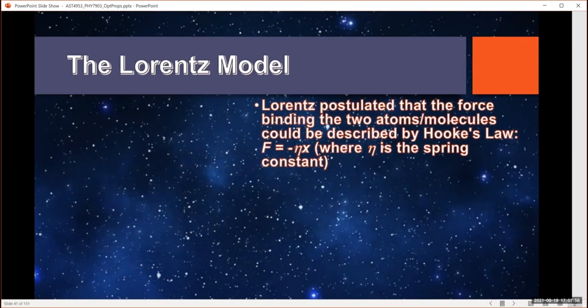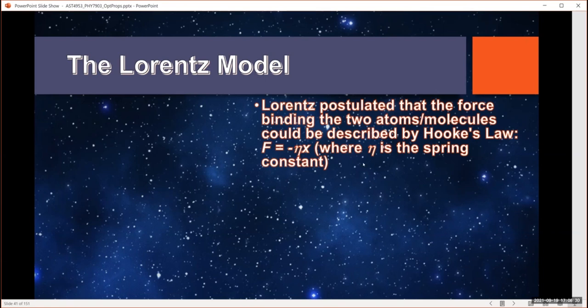So let's get into the Lorentz model. What Lorentz postulated was that you could model the binding force between two atoms or two molecules as being a spring. So think of this as being, you've now got a solid and you've got to stick your molecules together, and so they're stuck together by springs. And that spring would behave as we expect a spring to and obey Hooke's law, so that we have a restoring force that relates to the spring constant. So this eta here is the spring constant.